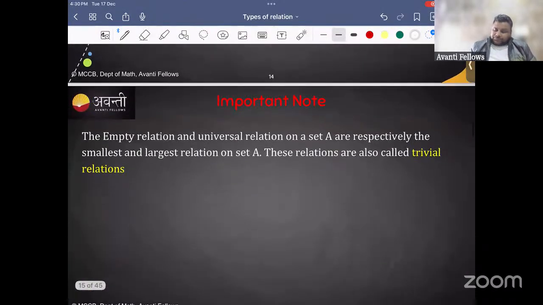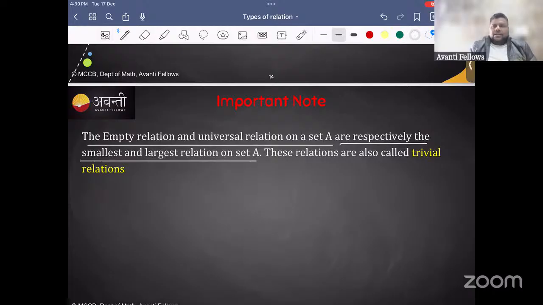Got it? Now see, this is just a term. The empty relation and the universal relation on set A are respectively the smallest and the largest relation on set A. Definitely the empty relation is the smallest relation, that is phi. The universal relation is the largest relation, that is A cross A. These relations are also called trivial relations. Just a term you need to remember, nothing much about it. Got it?